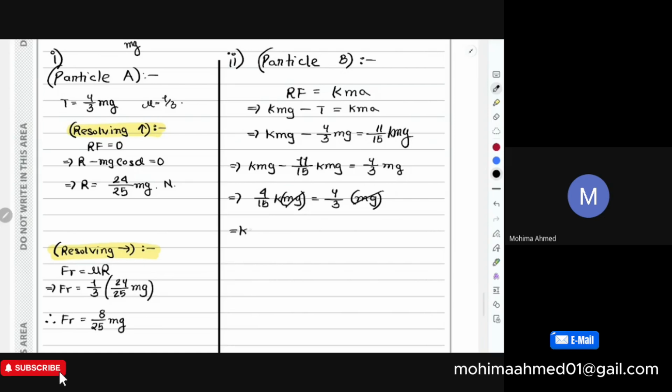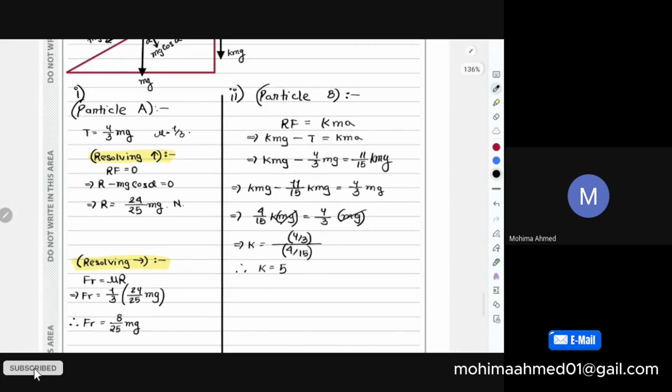The value for your k is only going to be 4 by 3 divided by 4 by 15. So you get 5 only. So the value for your k is 5. That means particle B is 5 times as heavy as particle A. This is all the things you need to do for your particle B calculation. Any problem from this part?